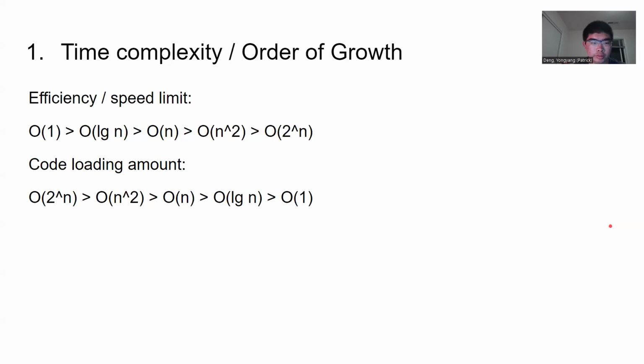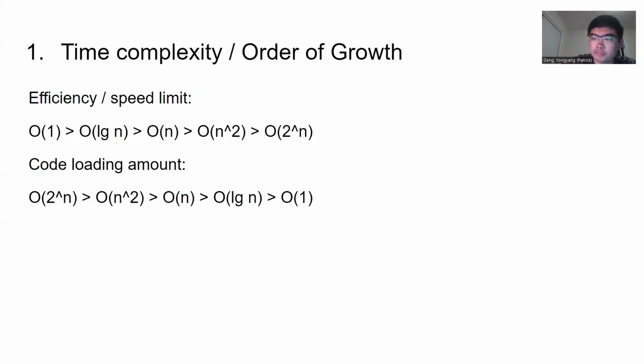So efficiency, or let's say the speed limit of a road. The speed limit will be the greatest for big O of 1, because I can allow any input of cars inside, so you can have as high a speed as you can. It will decrease for logarithm, then decrease for linear, then quadratic, and then exponential. For the loading amount, it is the opposite.